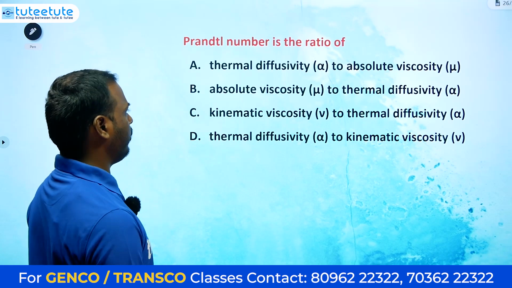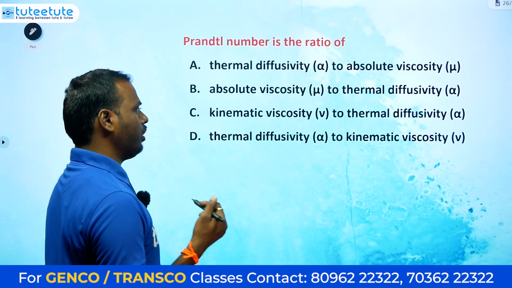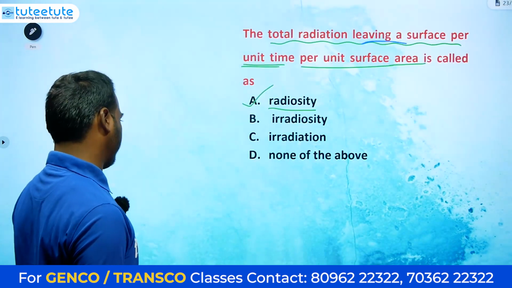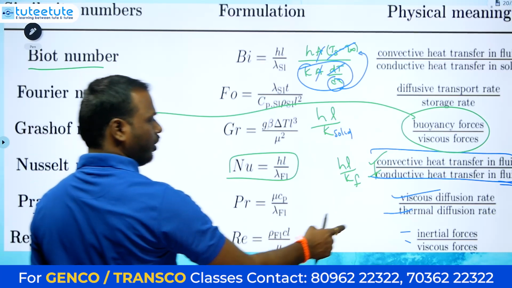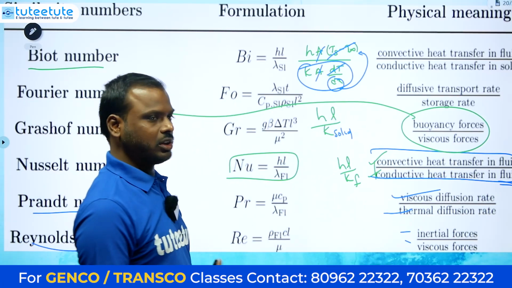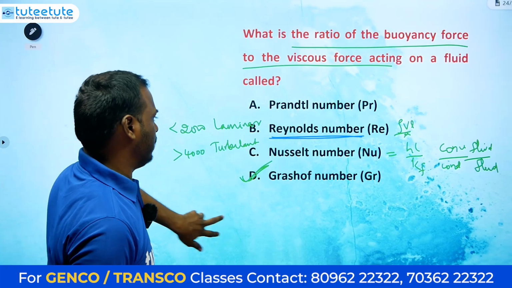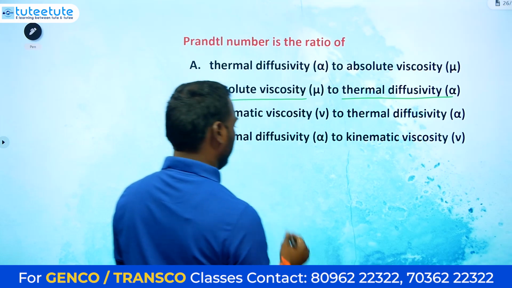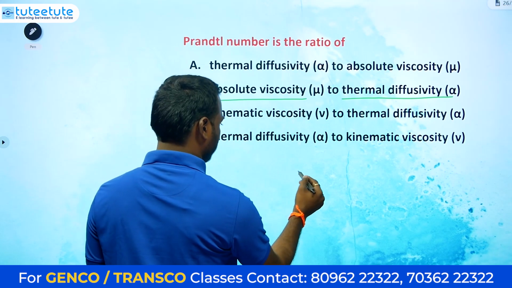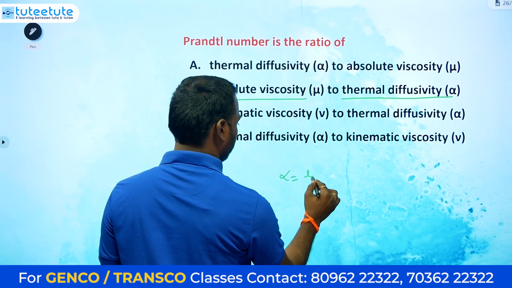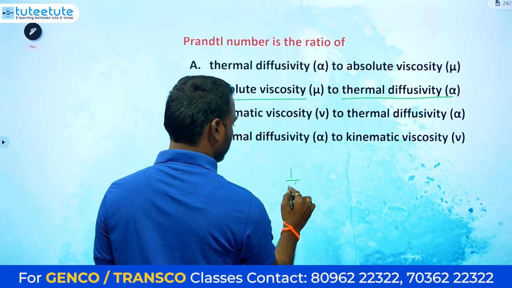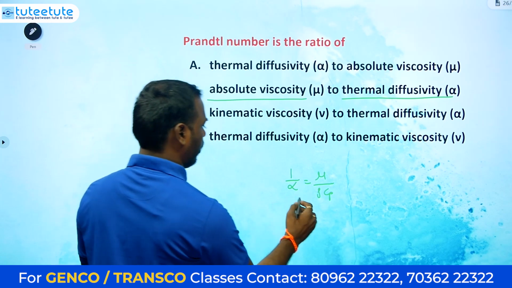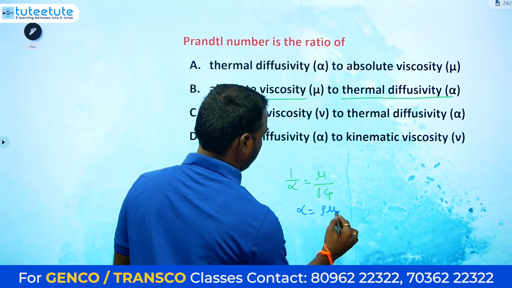Prandtl number is the ratio of, generally we have seen the Prandtl number is nothing but, diffusivity comes in the denominator. There are two things. Here, the Prandtl number is nothing but the viscous diffusion rate to the thermal diffusion. Viscous diffusivity means absolute viscosity to the thermal diffusivity. Generally mu by rho, 1 by alpha is equal to mu by rho Cp. We can write it, or you can write alpha is equal to rho Cp by mu.